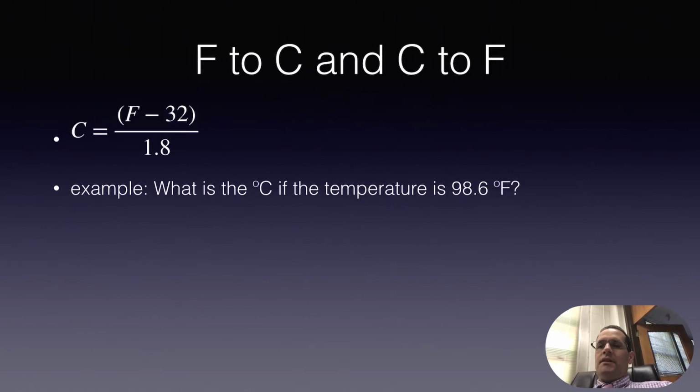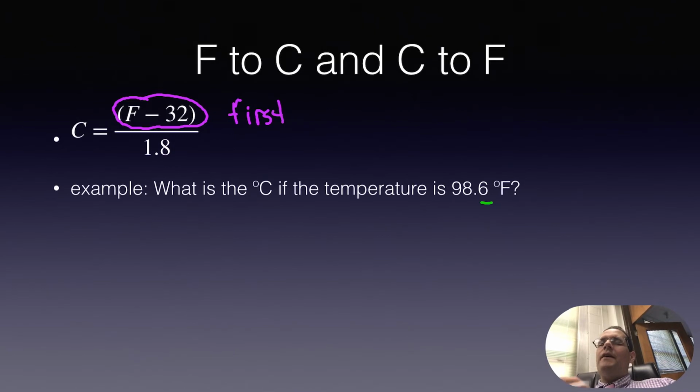Let's do another one. What is the degrees Celsius if the temperature is 98.6? So this is accurate out to the tenths place, so we want whatever answer we get on our calculator to be the tenths place. Remember the rules of operation. You do this part first, okay? And then you divide by 1.8 after that, okay?